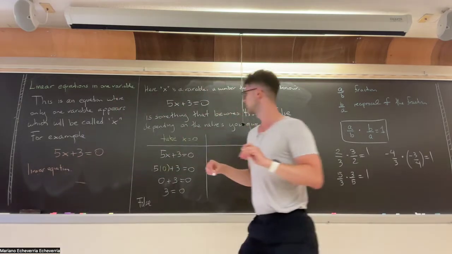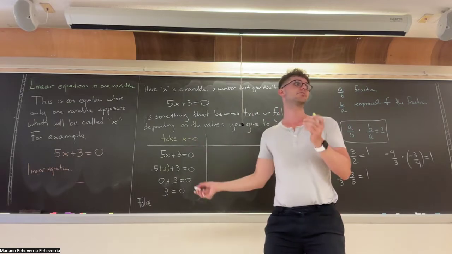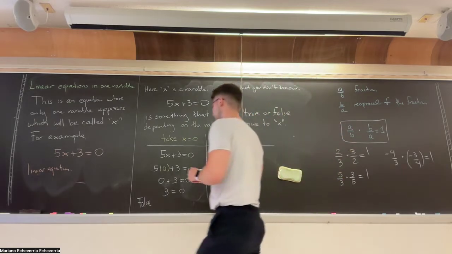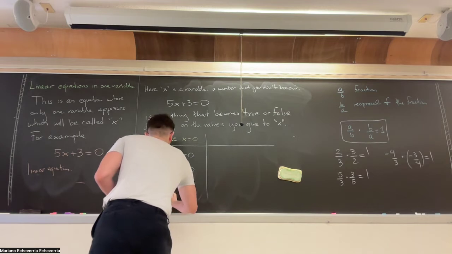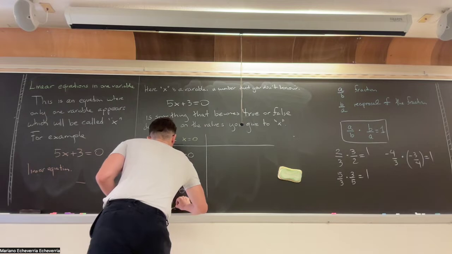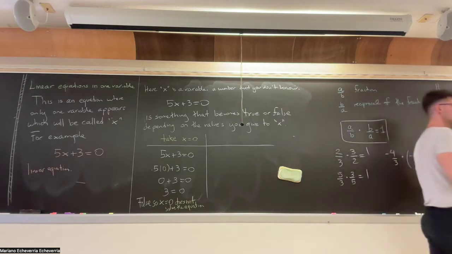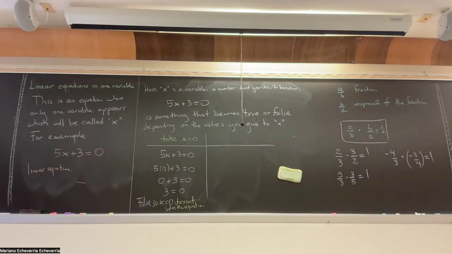So the way we refer to this is that we say that x equals 0 does not solve the equation because it doesn't make it true. So x equals 0 does not solve the equation. That makes sense. So far, so good.